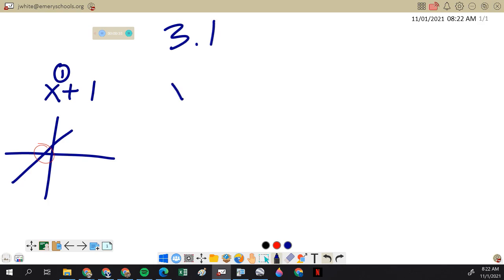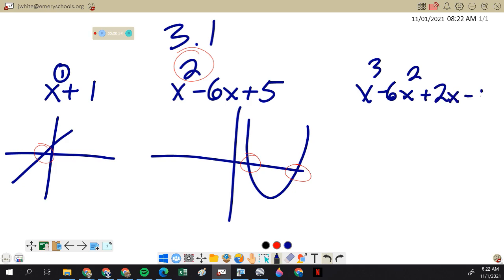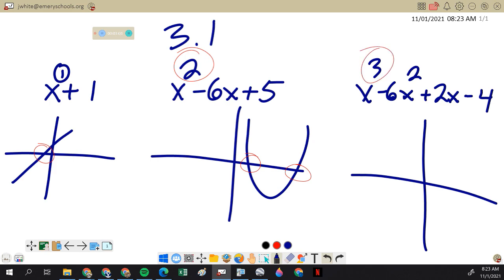If we have a quadratic equation like x squared minus 6x plus 5, that is a parabola, and it hits the x-axis twice. So this exponent here tells me that the quadratic can hit the x-axis twice. If we were to have a cubic equation, now I don't know what that looks like, but because the biggest exponent is a 3, it could hit the x-axis 3 times. So it could look like this.